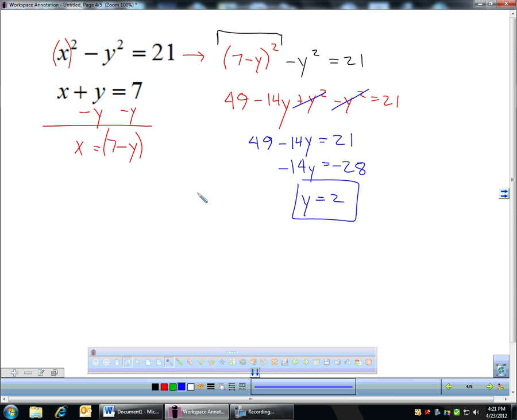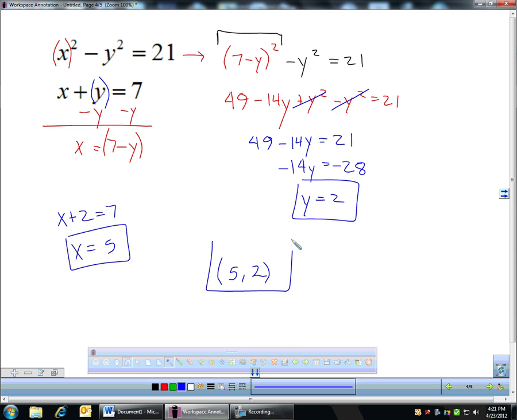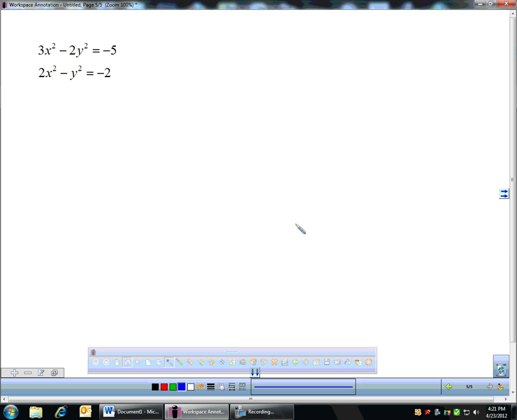And then if y is equal to 2, you could plug it in anywhere and solve. I'm going to plug it into this bottom equation. I'm going to plug 2 in right here, and I get x plus 2 is equal to 7, which means x is going to be 5. So there's a solution for this one. I have an x coordinate of 5 and a y coordinate of 2, and there's our solution.